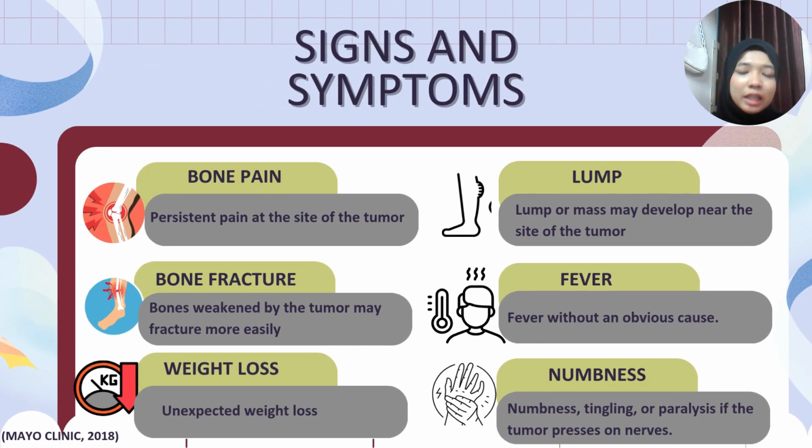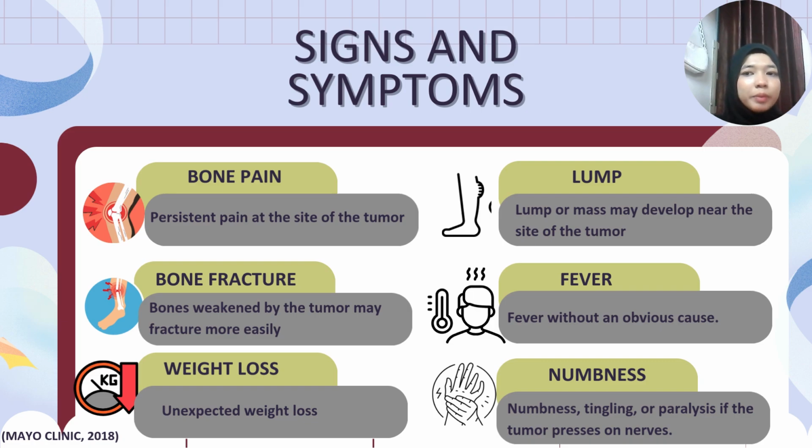Hi, my name is Nur Ali Nabila, and I'm going to continue this presentation regarding the signs and symptoms of Ewing sarcoma. So, firstly, the most common symptom is the persistent pain in the affected area. This pain is often localized to a specific region, such as the arm, legs, or ribs, and it may intensify during physical activities or at night, which will disrupt the sleep.